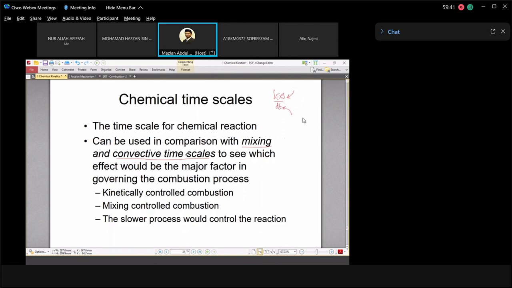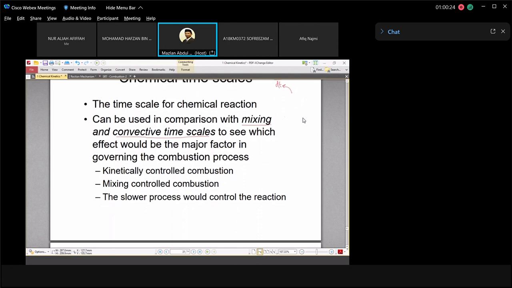So which one is faster? If mixing takes longer time, the reaction is governed by the mixing rather than chemical time scale. This is normally true for diffusion flame. In diffusion flame, fuel and oxidizer have not yet been mixed thoroughly. The mixing is going on. So that's why you have to compare between mixing and convective time scale to see which effect would be the major factor in governing the combustion process.